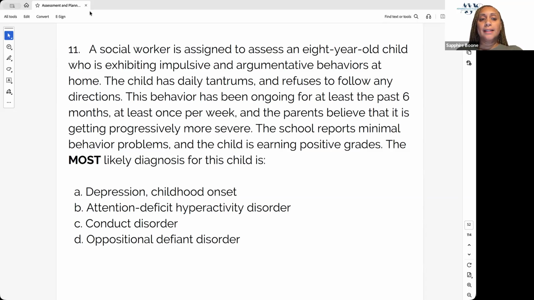The most likely diagnosis for this child is... A social worker is assigned to assess an 8-year-old child who is exhibiting impulsive and argumentative behaviors at home. The child has daily tantrums and refuses to follow any directions. This behavior has been ongoing for at least the past 6 months, at least once per week, and the parents believe that it is getting progressively more severe. The school reports minimal behavior problems and the child is earning positive grades.